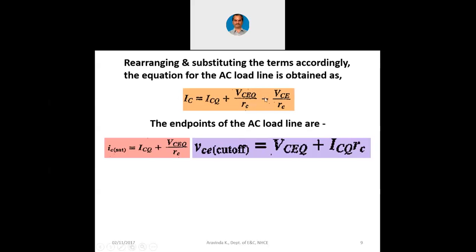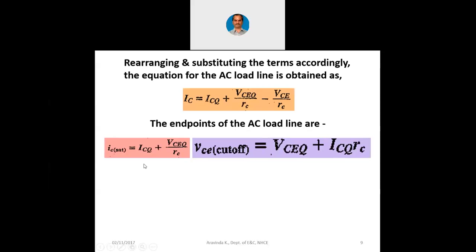So when you make this 0, the whole equation becomes equivalent to 0. Then rearrange the terms in such a way that here at the denominator RC is there. Here also at the denominator RC is there. So naturally that RC gets cross multiplied to ICQ. This minus sign, when it goes to the left side, becomes plus sign. So we can write VCE cutoff equals VCEQ plus ICQ into RC, which means we have obtained 2 points now which correspond to the AC load line.